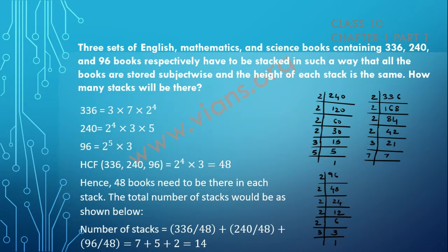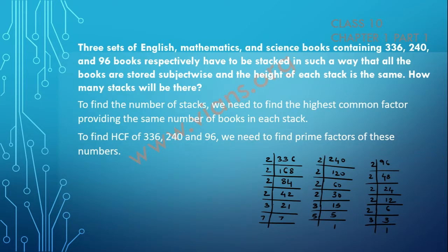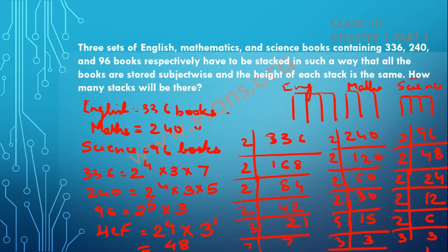So basically that's what I've shown over here. 48 would be your HCF, but how many stacks would there be? Well, we know that if 48 is your HCF, then we would need to define how many times. For example, now let's take English, then there's maths, and then there's science. 96 divided by 48 is nothing but 2, so there would be 2 stacks of science. 240 divided by 48, that would be 5 stacks.